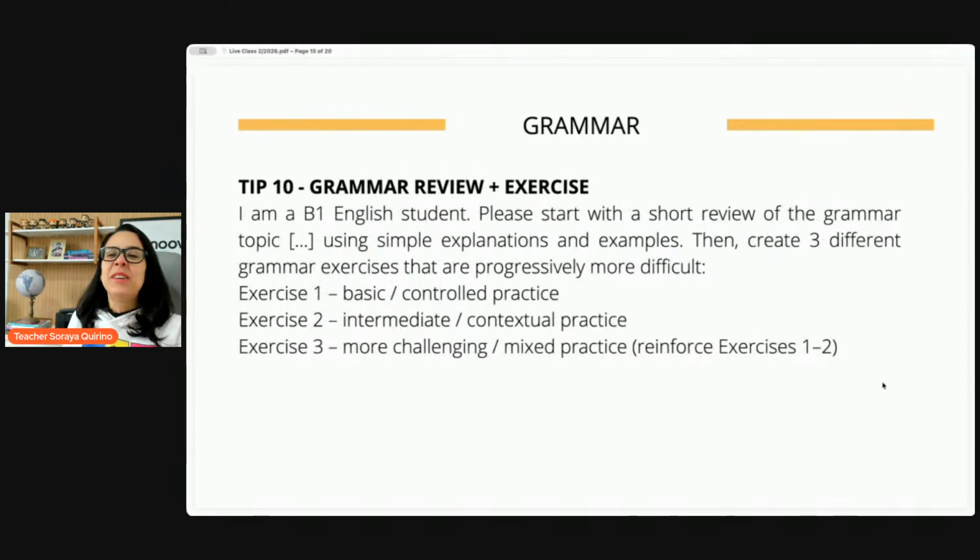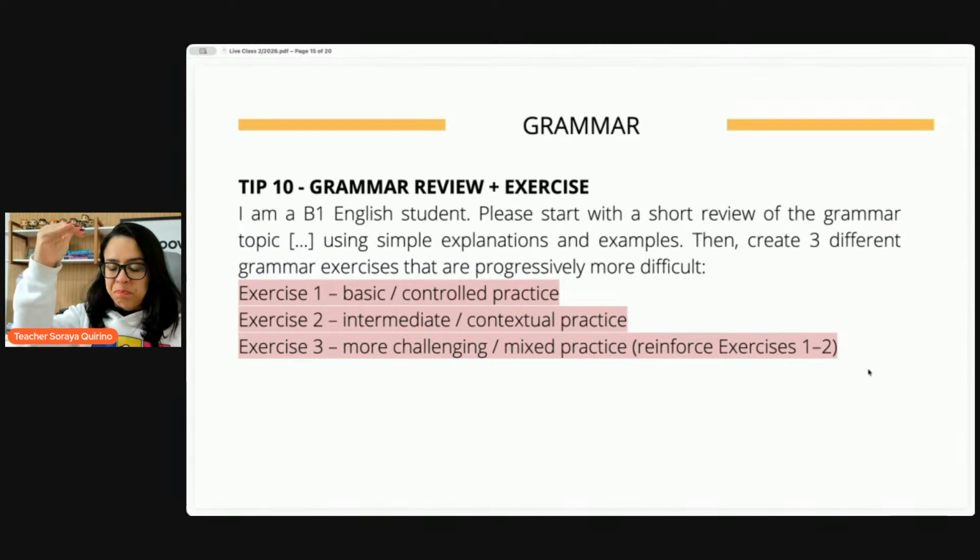And now let's talk about grammar. So, how can you improve your grammar skills with ChatGPT? Always explain your level, especially when you're practicing grammar. Explaining the level is very important. Choose the topic, present perfect, linking words, comparative. And then you can ask ChatGPT to create 3 different exercises for you. A more basic exercise, intermediate, and something more challenging. And let me show you.